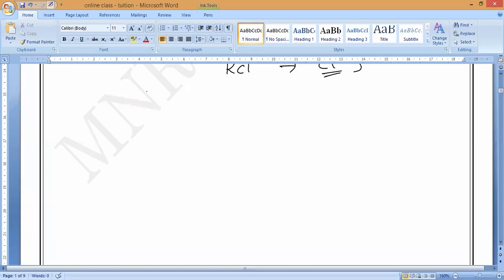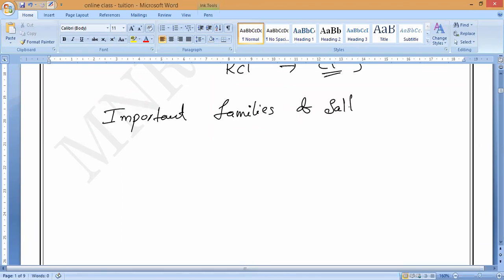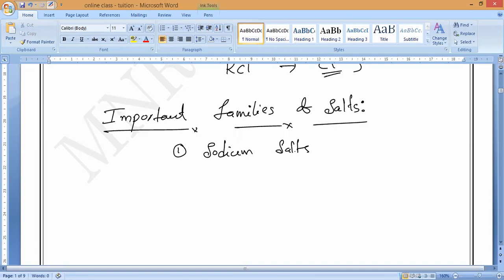Now some of the important families for class 10, that is what you must know. Important families of salts. Please keep writing. Important families of salts. First one, sodium salts. Good.